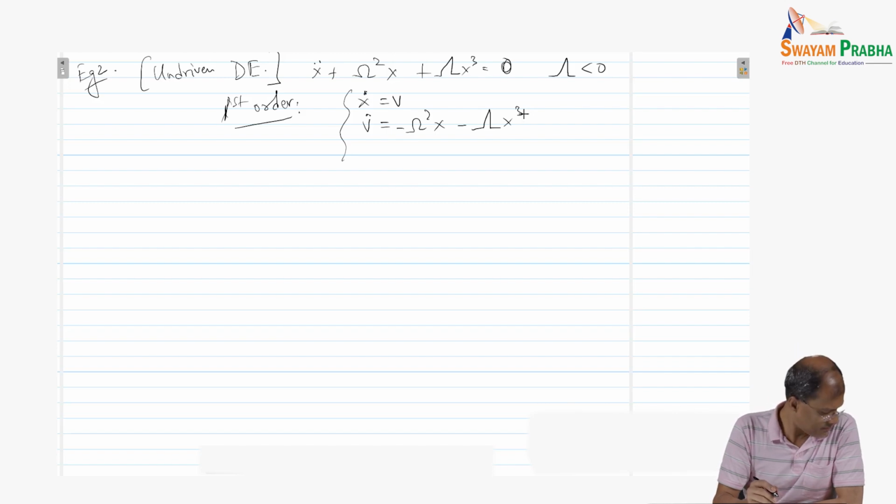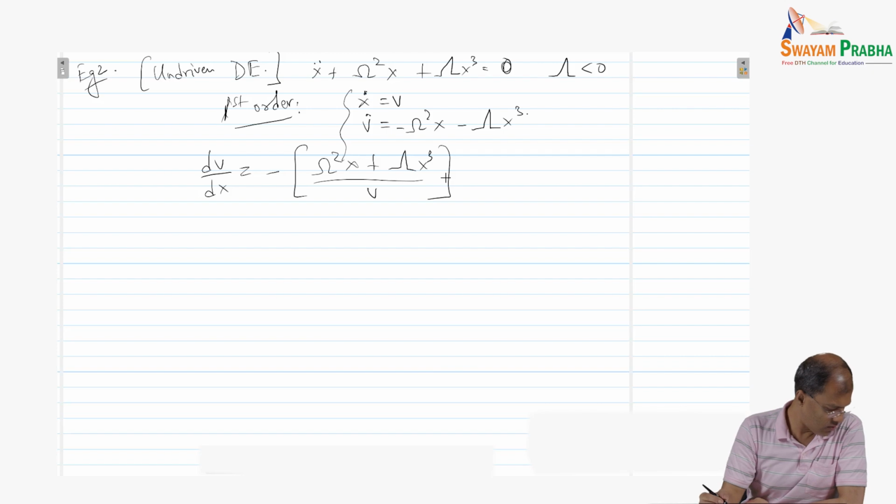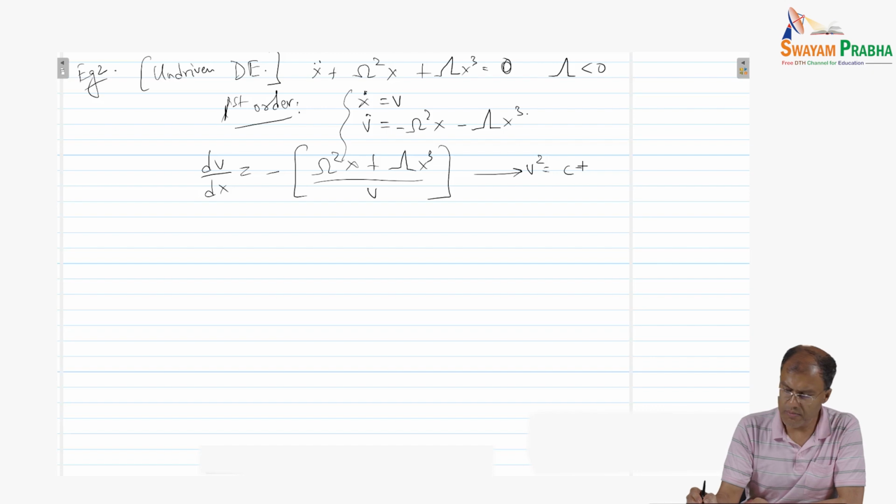So then we see that we have broken down the system into a system of two first order differential equations by introducing the variable v, and from here we can find a common equation dv dx is equal to minus omega square x plus lambda x cube by v, and if we integrate this equation, we see that v square is c minus omega x whole square minus lambda by 2 x to the power 4.